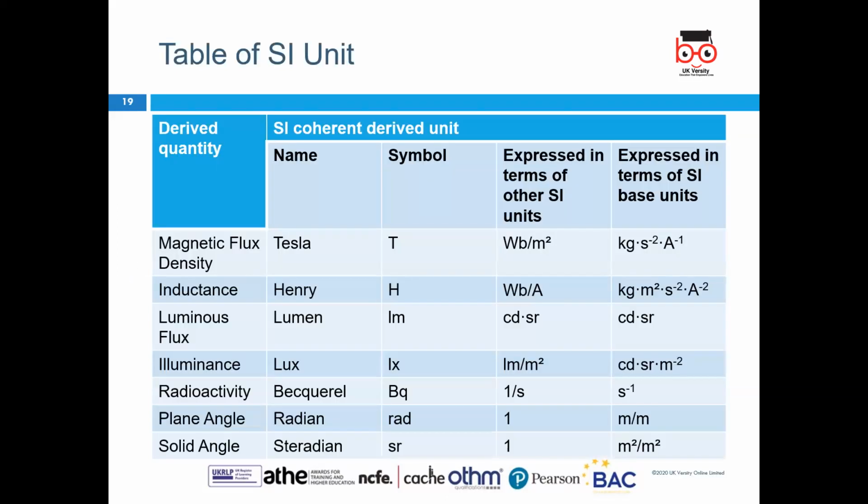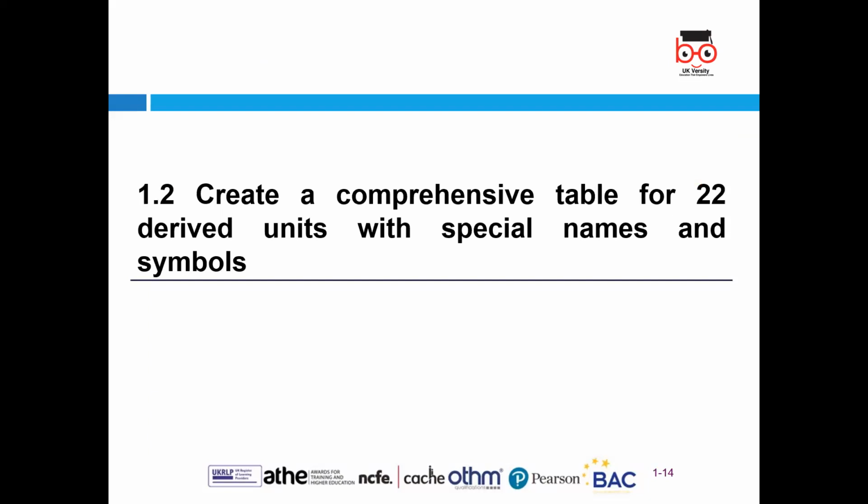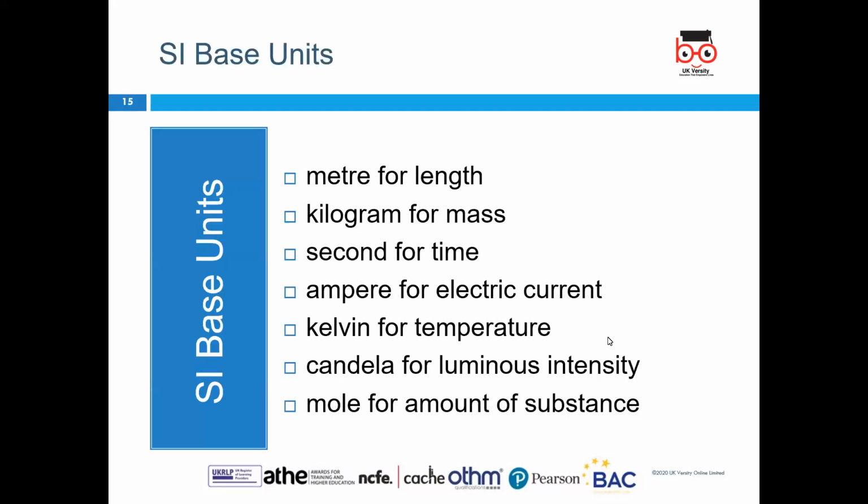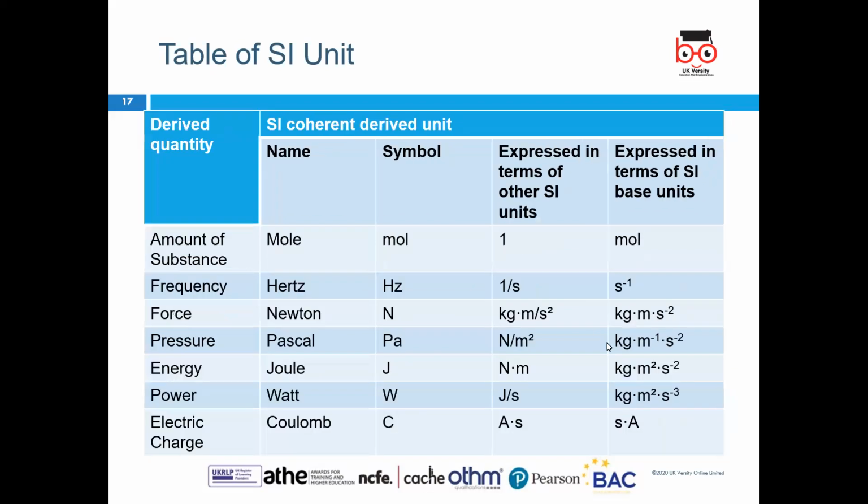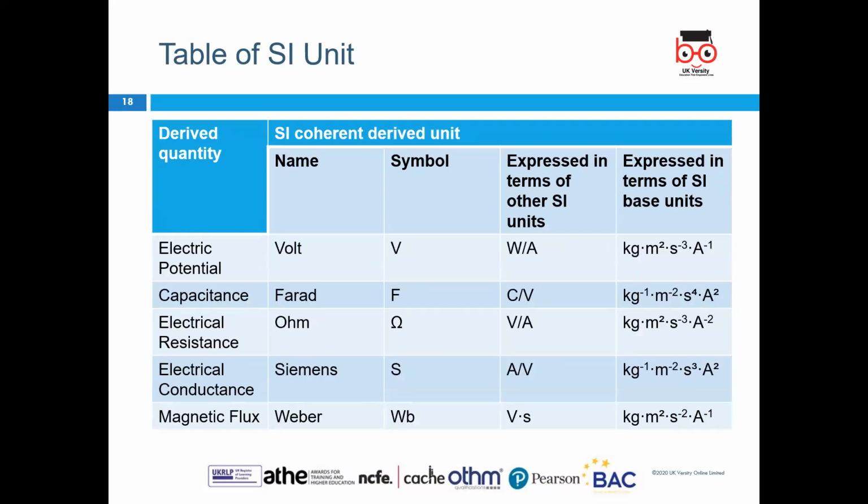So these are the 22 derived units with special names and symbols, which are used across different branches of engineering. This is expressed in terms of SI base units. You should be aware of how these are derived and what the 7 fundamental units are. That is the key learning over here.